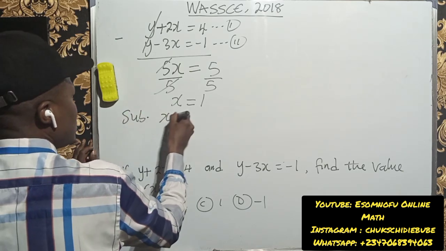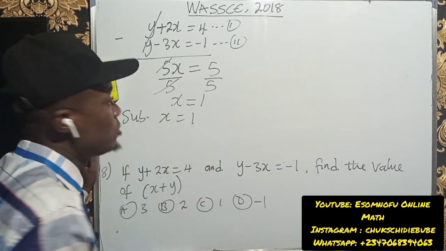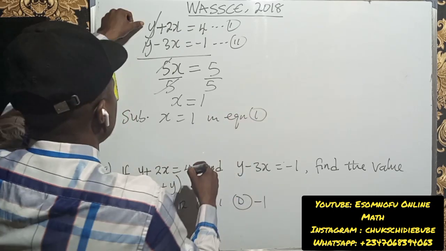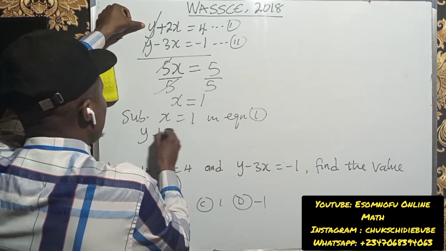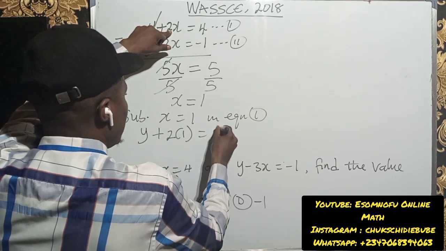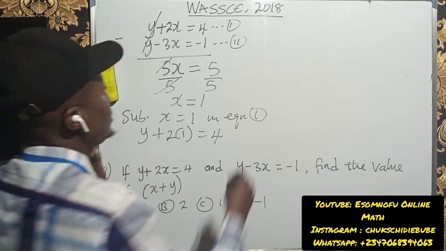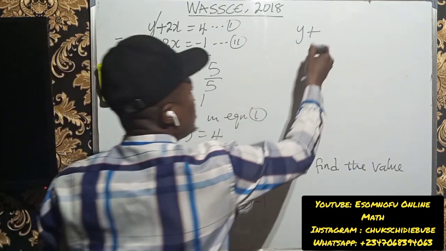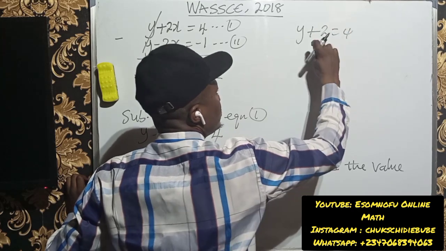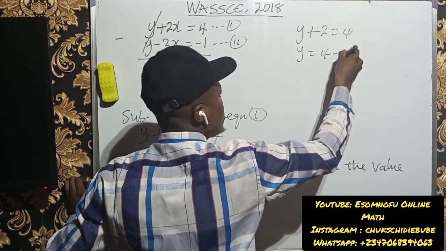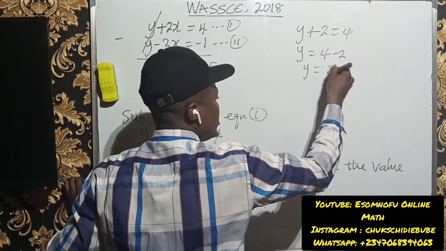Substitute x equal to 1 in any equation you like. Let's use equation 1. We'll have y plus 2, seeing x, I'll plug in 1, equals 4. And this will give us y plus 2 times 1 is 2 equals 4. Plus 2 coming over becomes minus. So y is now 4 minus 2, and 4 minus 2 will give us 2.